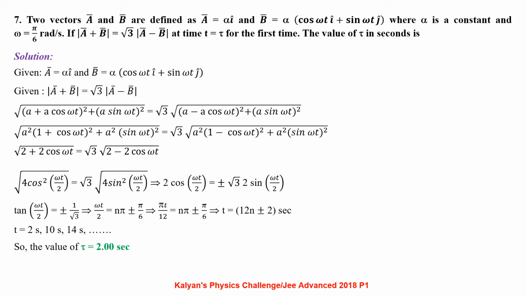Simplifying and rearranging the terms, we have 2 cos omega t by 2 equal to plus or minus root 3 times 2 sin omega t by 2, which gives tan omega t by 2 equal to plus or minus 1 by root 3. Omega t by 2 equal to n pi plus or minus pi by 6, that is pi t by 12 equal to n pi plus or minus pi by 6, which gives us t equal to 12n plus or minus 2 seconds. So we get t equal to 2, 10, 14, and so on. So the first value of t is 2 seconds.